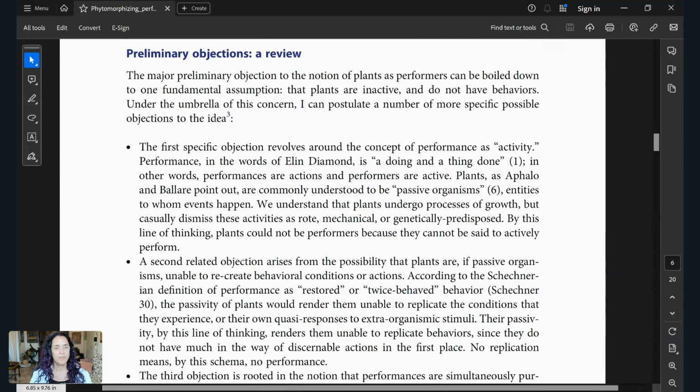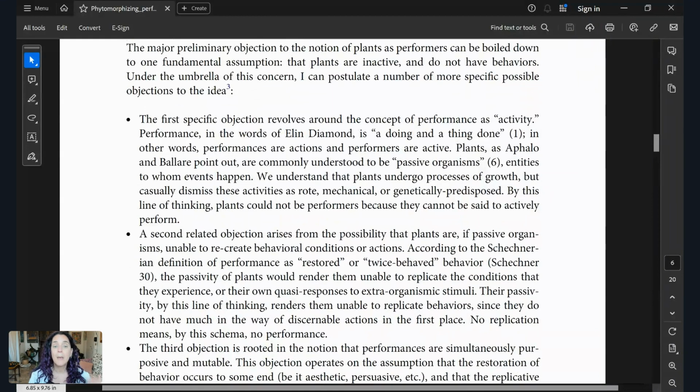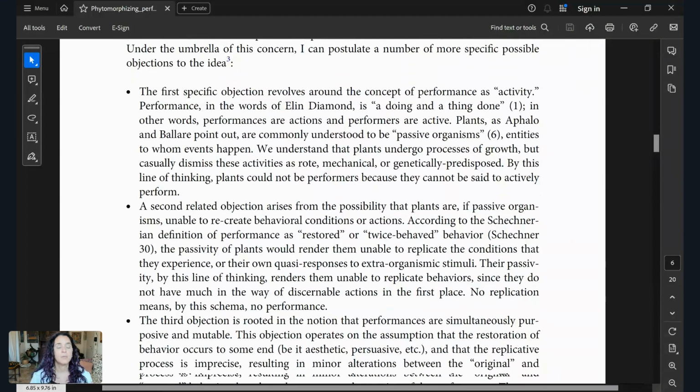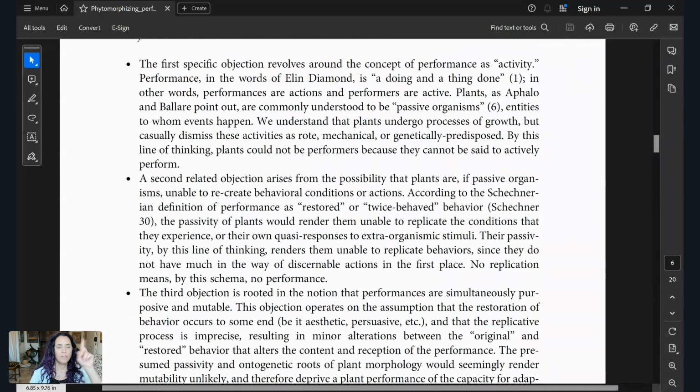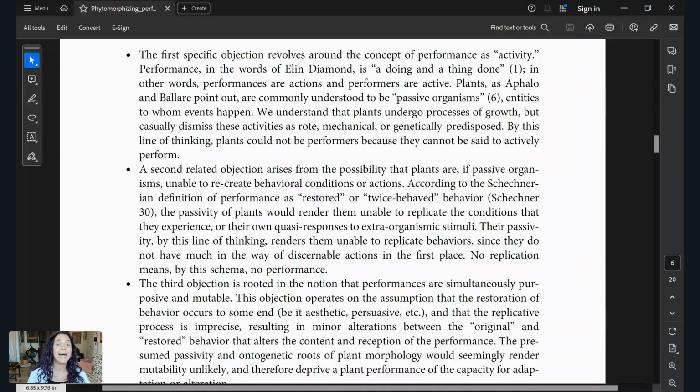Preliminary objections, a review. The major preliminary objection to the notion of plants as performers can be boiled down to the fundamental assumption that plants are inactive and do not have behaviors. Under the umbrella of this concern, I can postulate a number of more specific possible objections to this idea. The first specific objection revolves around the concept of performance as activity. Performance, in the words of Ellen Diamond, is a doing and a thing done.